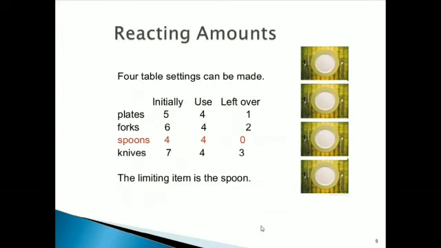Reacting amounts, as in the example I have explained: plates initially 5, forks 6, spoons 4 and knives 7. We use 4 of each because the smallest number is 4. So the limiting item is the spoon.